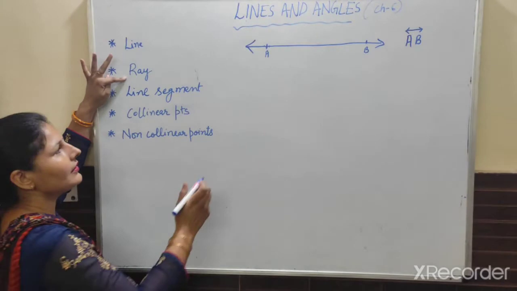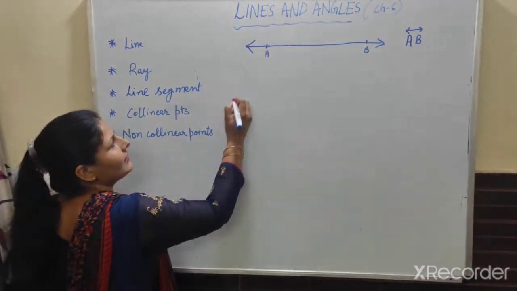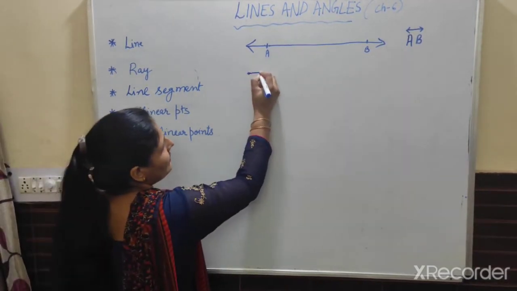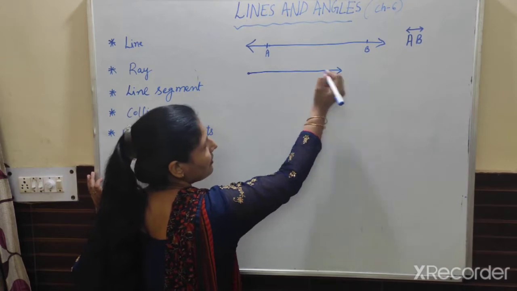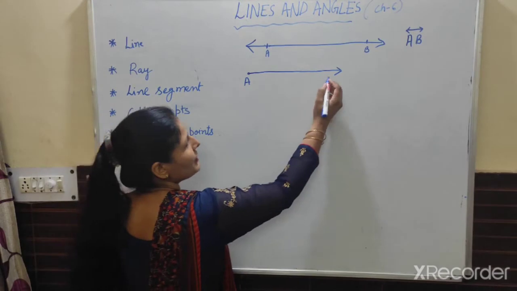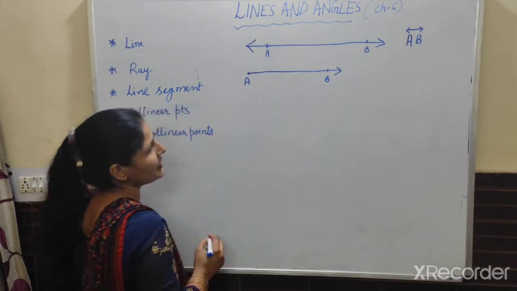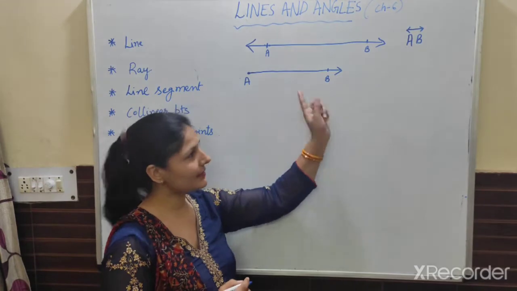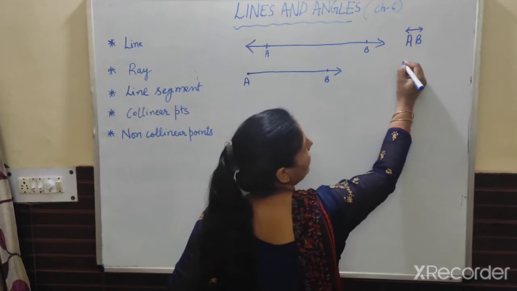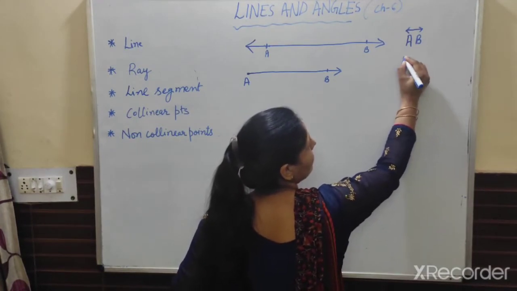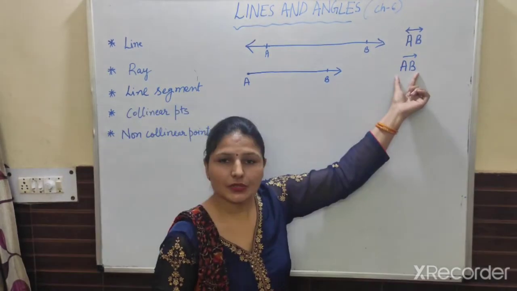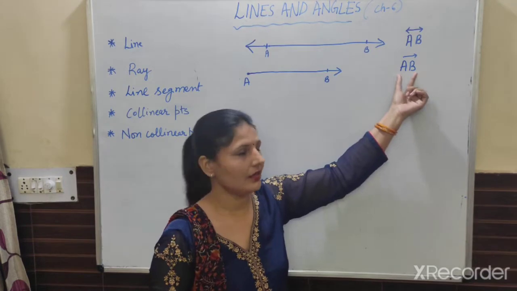Next, ray. A ray is a part of a line whose one end point is fixed and second point is not fixed. It is a part of a line. A is a fixed point and B is not a fixed point. This arrow shows it can be extended in this direction. It is represented by AB in arrow form. This representation shows AB is a ray.